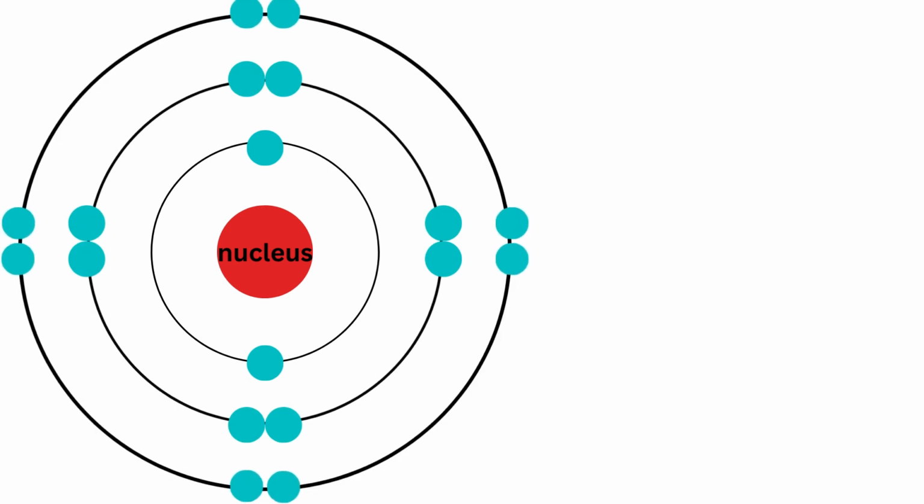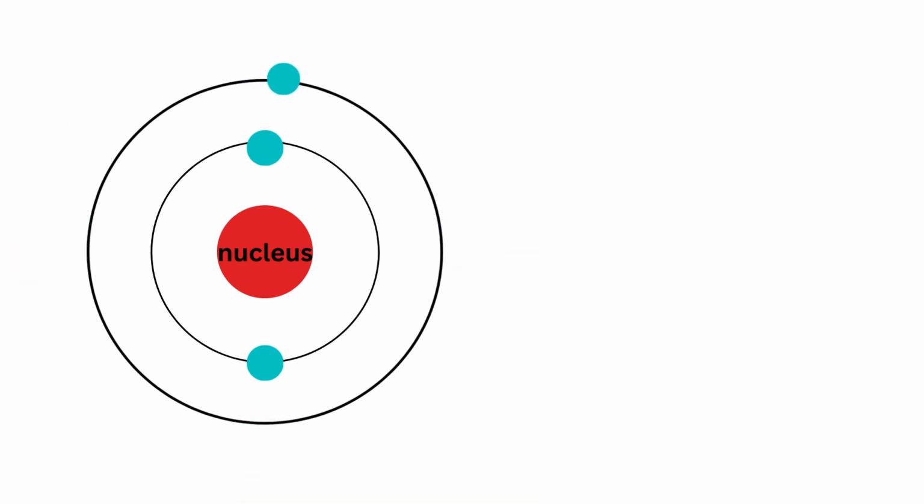Valence electrons are the electrons in the outermost shell of an atom. The number of valence electrons varies across different groups of elements in the periodic table. Group 1 elements have 1 valence electron, Group 2 elements have 2 valence electrons, Group 7 elements have 7 valence electrons, and Group 8 elements, also known as noble gases, have 8 valence electrons.